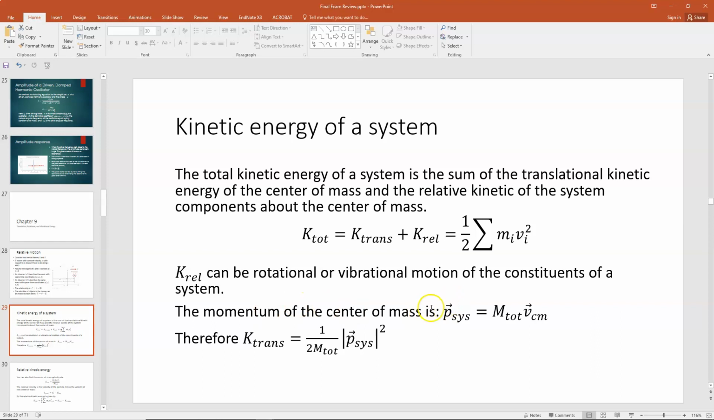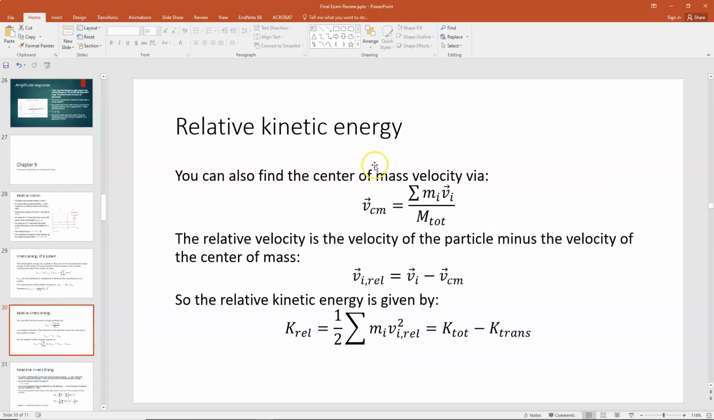You can write the momentum of the system, momentum of the center of mass as P cm, which is going to be the total mass, big M tot, times the velocity of the center of mass. And therefore, K translational could be written as the magnitude of the momentum of the system squared divided by 2 times the total mass. You can find the center of mass velocity by the equation V center of mass is equal to the sum of m_i v_i divided by M total. And the relative velocity of the particle is the velocity of the particle minus the velocity of the center of mass. So that would be v_i minus v_cm. So that means that the relative kinetic energy will be the sum over m_i times v_i relative squared, which is K total minus K translational.